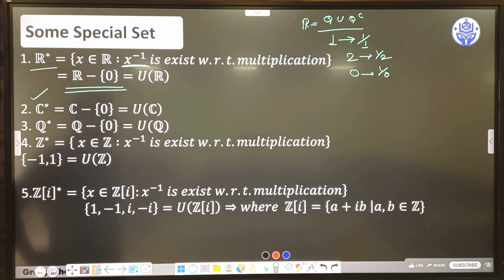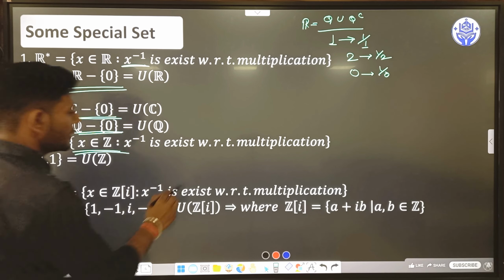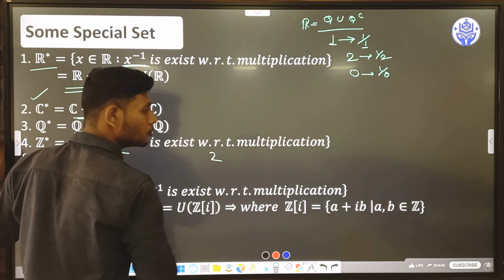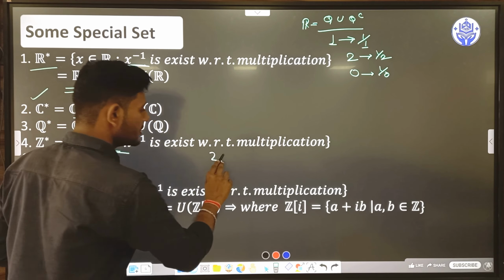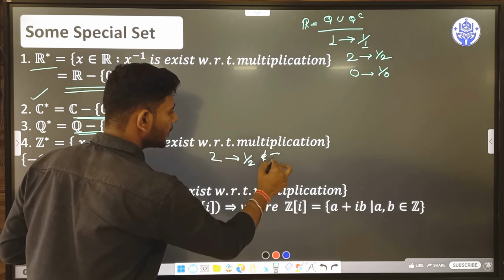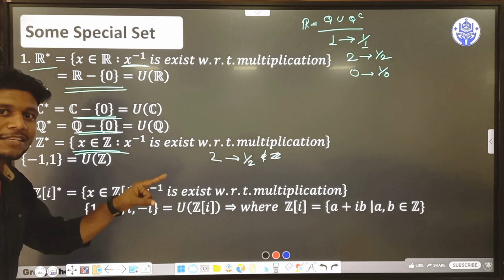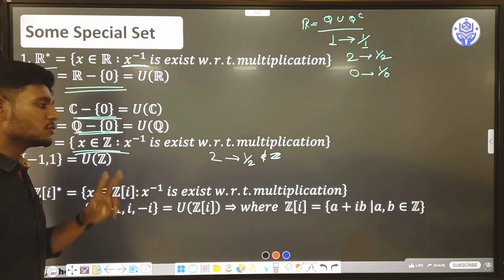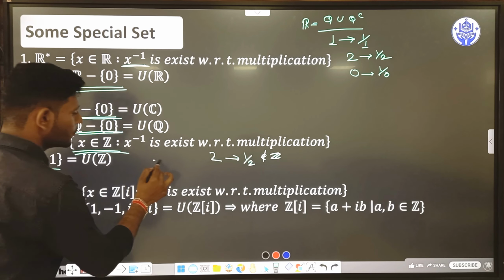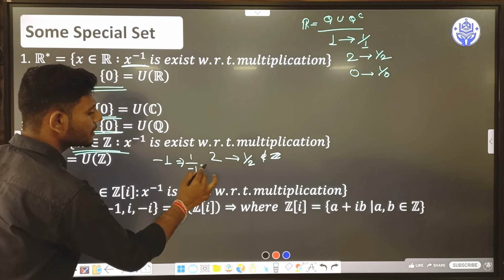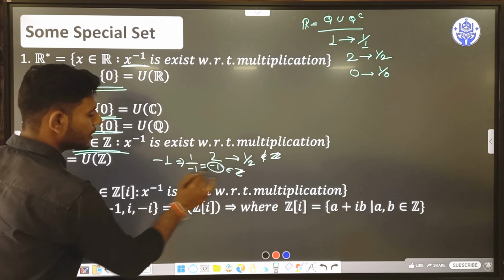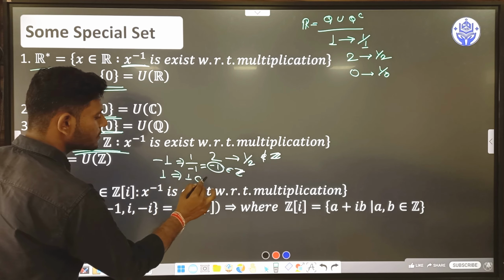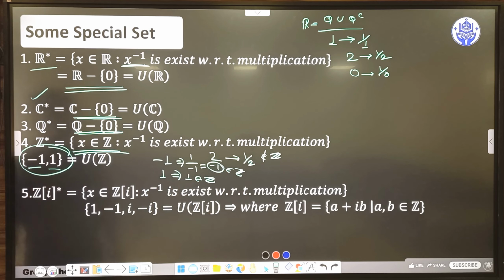Next, in C star also, star means that 0 is not there. Q star, no 0 is there. Z star, only those elements whose multiplicative inverse is there. Just take from the integers I will take 2. What is the multiplicative inverse? That is 1 by 2, but this 1 by 2 does not belong to Z, so it is not part of Z star. So there are only 2 elements, minus 1 and 1. The inverse of minus 1 is 1 upon minus 1, that is again minus 1, and it belongs to Z. 1 and its inverse is 1 only, and it belongs to Z. So these two elements are the only ones in Z star.